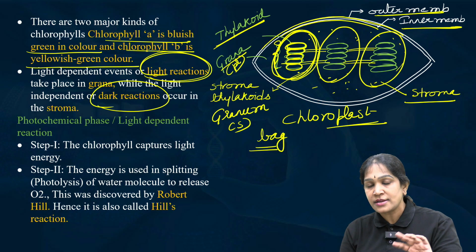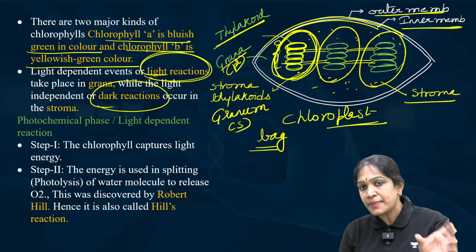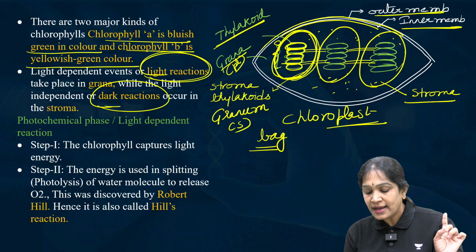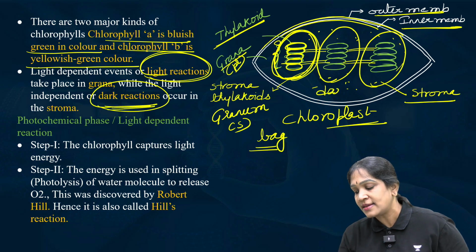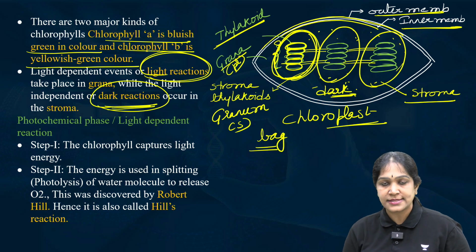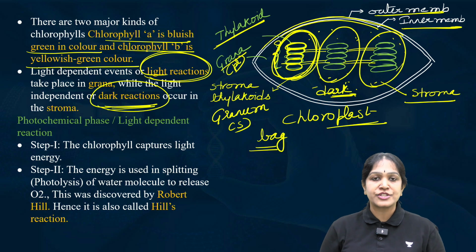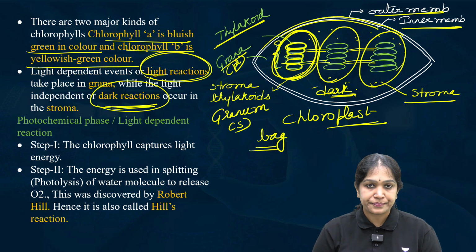What is light reaction we are going to see in a while, but the light reaction occurs in the grana. And then the dark reaction occurs in the stroma. This is where the dark reaction occurs. Now let us try to understand what is light reaction and what is dark reaction.